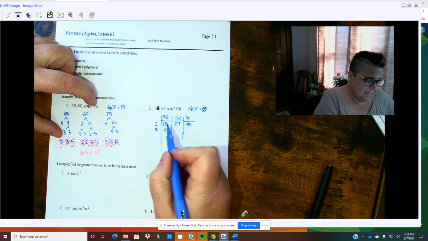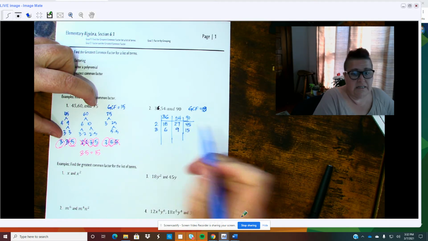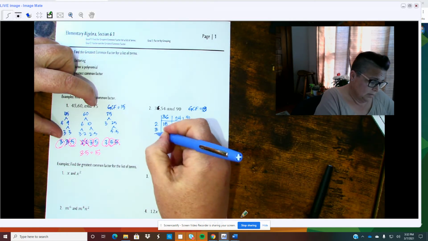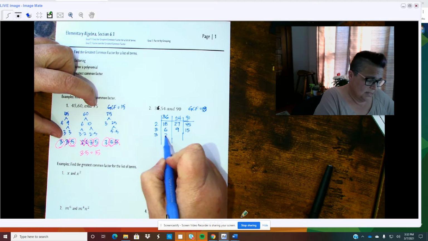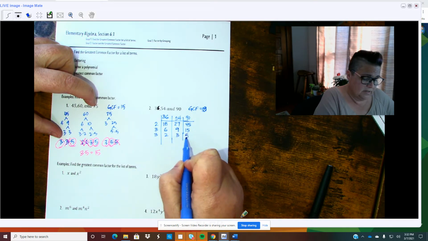3 goes into 18 6 times. 3 goes into 27 9 times. 3 goes into 45 15 times. Will 3 go into all of them again? Yes, it will. 3 goes into 6 twice. 3 goes into 9 3 times. And 3 goes into 15 5 times.